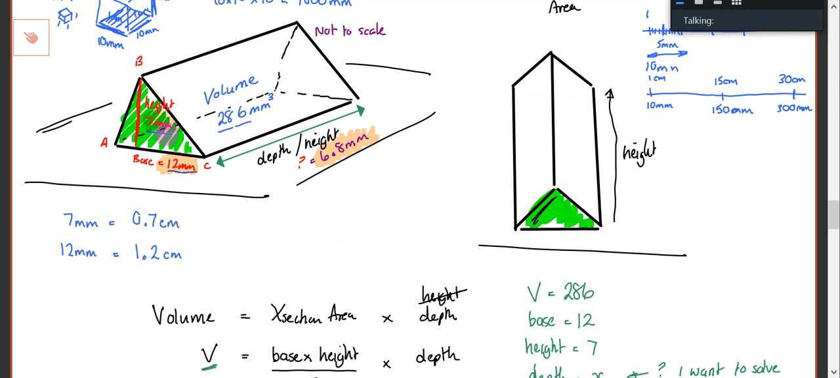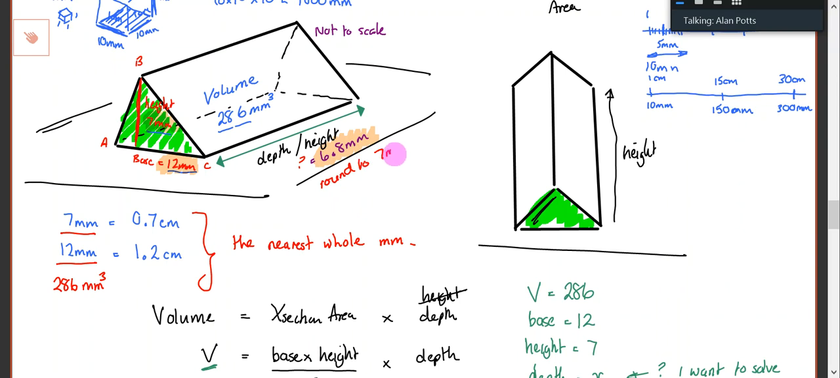You'll notice, look, that we've got 7 millimeters, 12 millimeters, and 286 cubic millimeters. So actually in the question, they've done it to the nearest whole millimeter. They've not used decimals at all. Now this might be 7.1 or 12.3, but we don't know. We're going to assume it. So after working out 6.7, you could say, actually, I'm going to round to 7 millimeters because, and what would be the because?